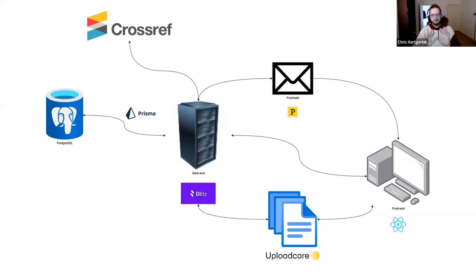In that sense, what I'm trying to visualize here is that Research Equals always relates to other services to create this whole publication pipeline. The back end is managed by open source software called Blitz, which also incorporates Prisma to manage the database where we store all of the information that you just saw.